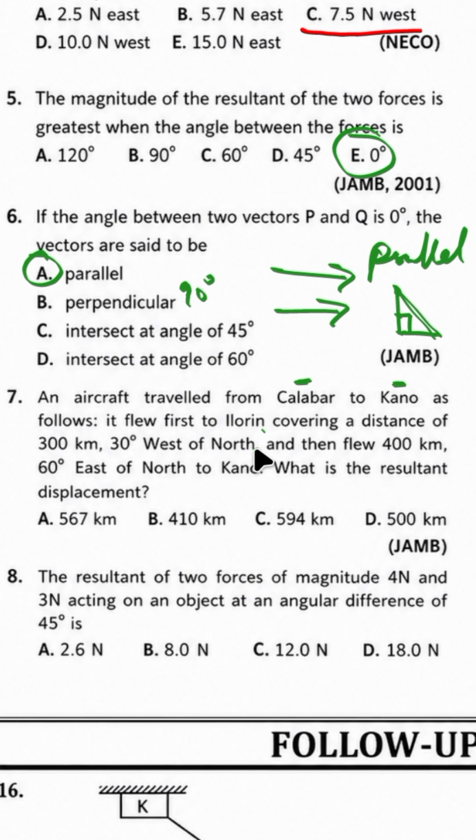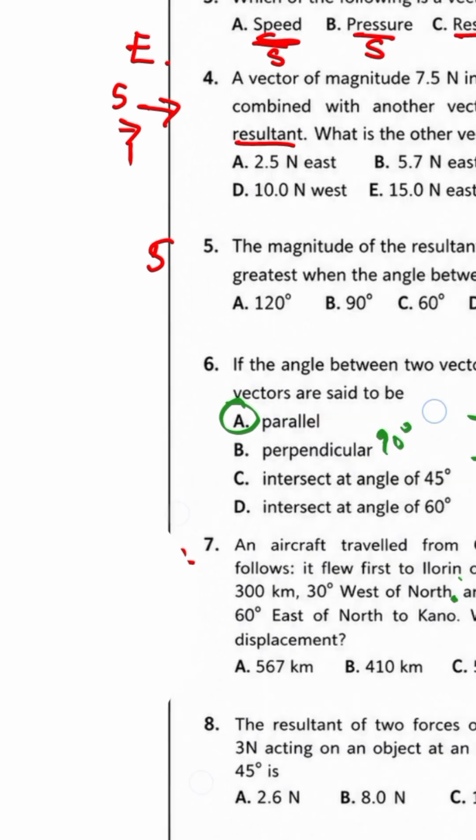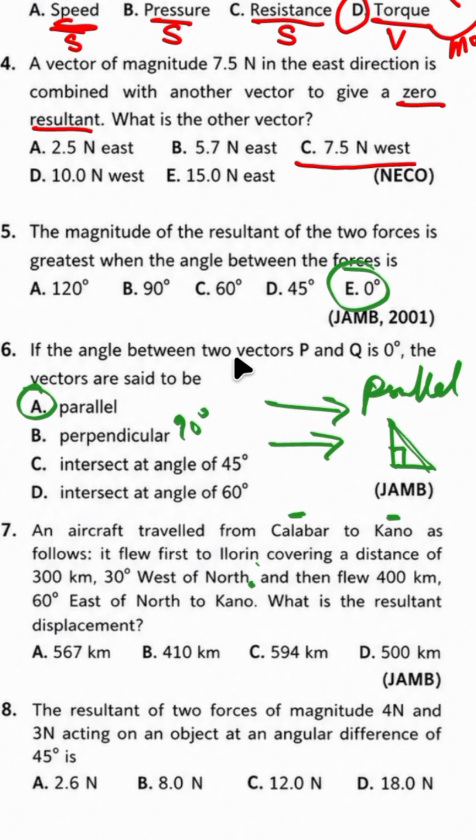Let me just stop here and let me draw the diagram for you. So starting from Calabar, we're going to Kano. So I'm going to draw a cross here and I'll write Calabar here. This is north, this is south, east, then this is west. So starting from Calabar, we're told that it flew first to Ilorin and covered a distance of 300 kilometers. The direction is 30 degrees west of north.